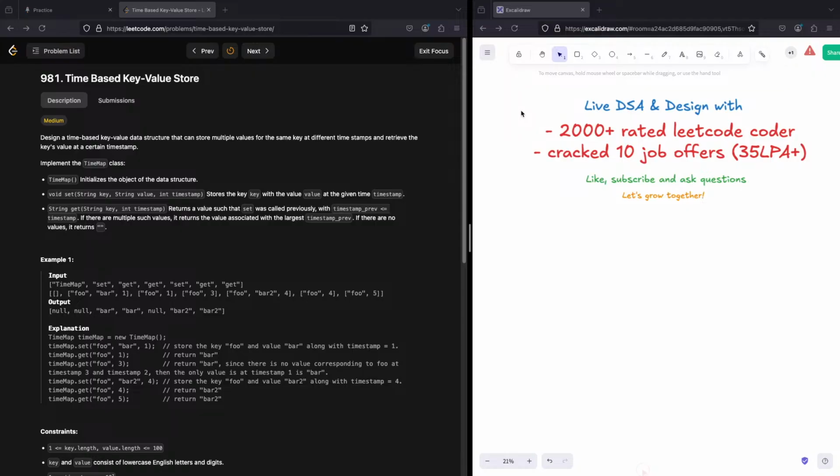So design a time-based key value structure that can store. So for the first 10 minutes, I'll be focusing on solving this problem and then I'll come back to the chat.